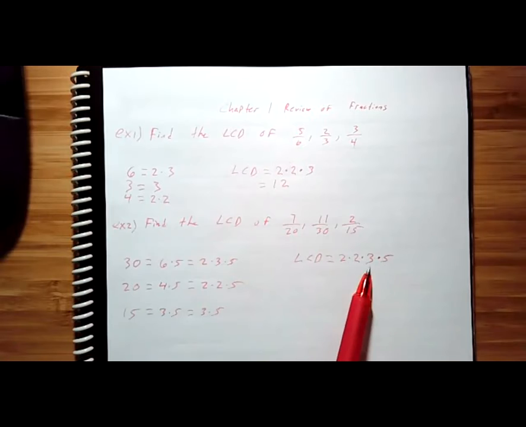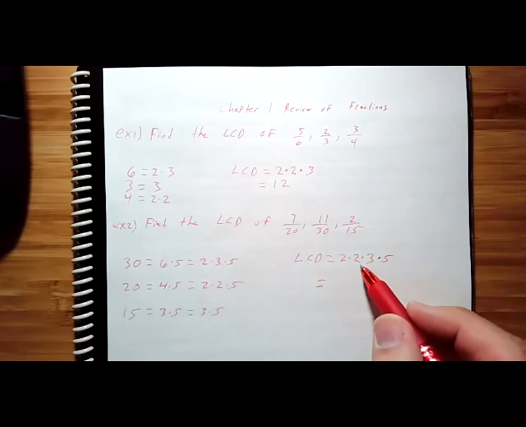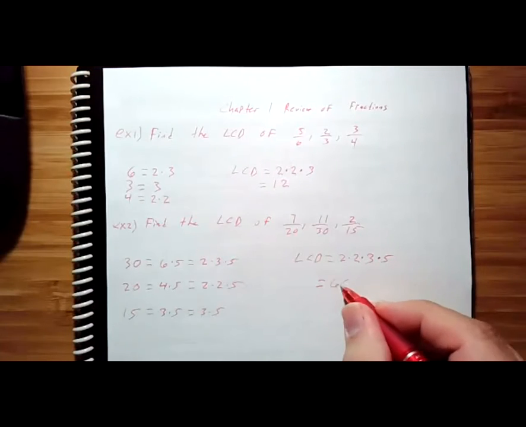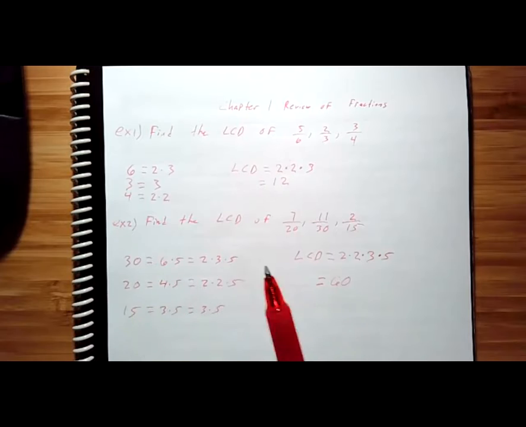Any questions on where these numbers came from? No, sir. So then that will be what? What is 2 times 2 times 3 times 5? 60? Yeah, it looks like 60 to me too. Okay, so LCD is 60. So all these numbers will divide into 60. And it is the smallest, the least common among all 3 factors. Okay, so these steps must be done before you add fractions.